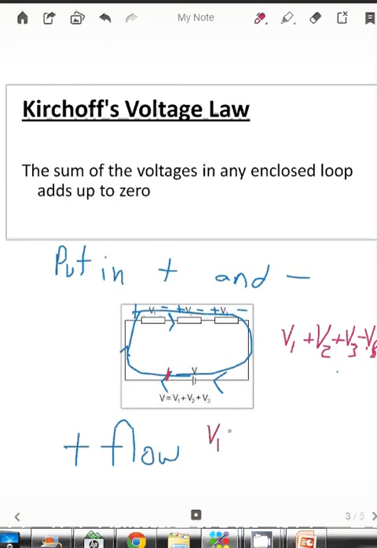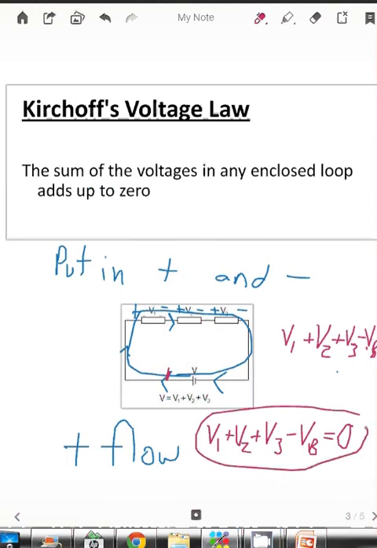Voltage of 1 plus the voltage of 2 plus the voltage of 3, because the first thing I'm hitting on all of those three components is the plus side. Then I hit the minus of the battery, minus the voltage of the battery, and that's got to equal 0. So that's the statement based on his law.